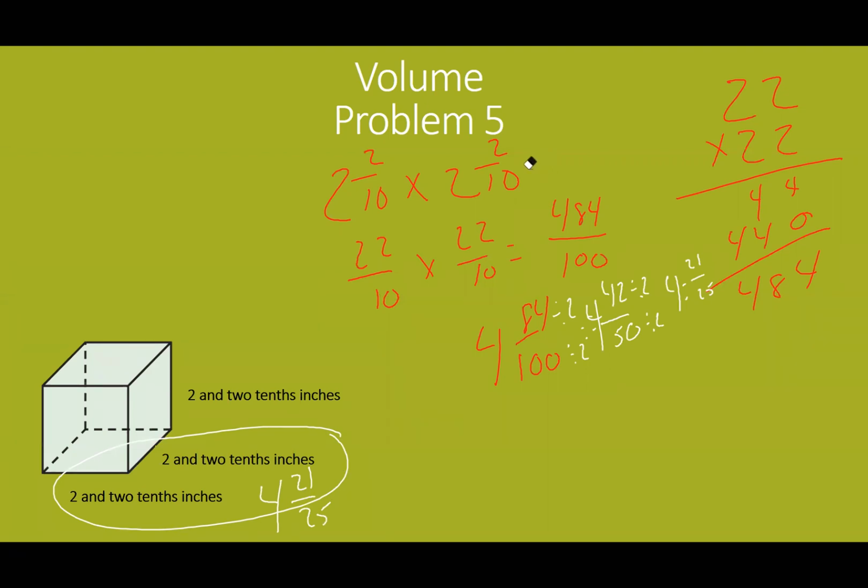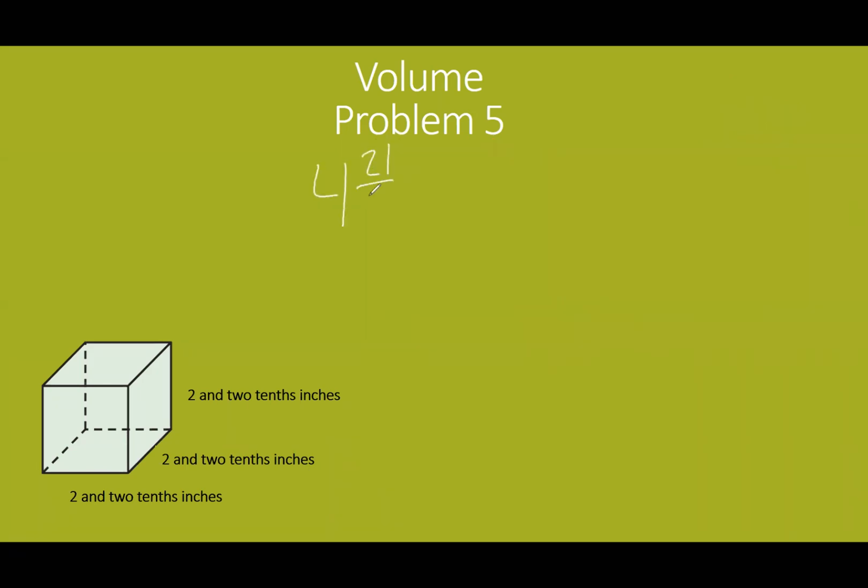4 24/25. Sorry, 21/25. Times, here's my height, 2 2/10. So we did that division in order to reduce our problem. But 25 plus 4 is 100, so it's 121 over 25 to get our mixed number turned into an improper fraction. And then here, 22 over 10.